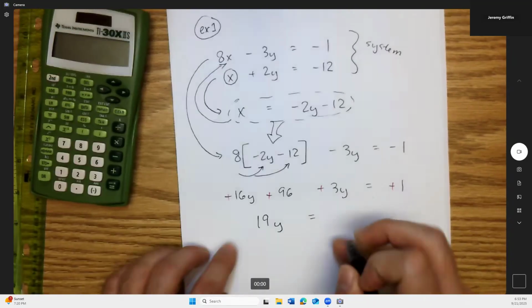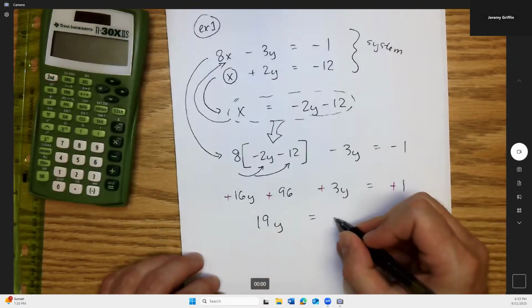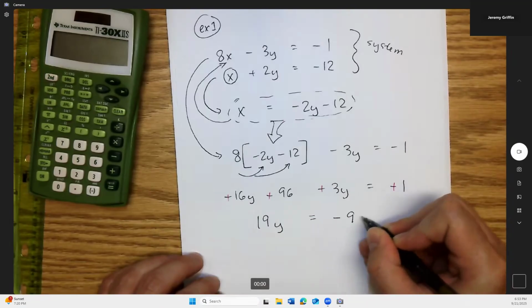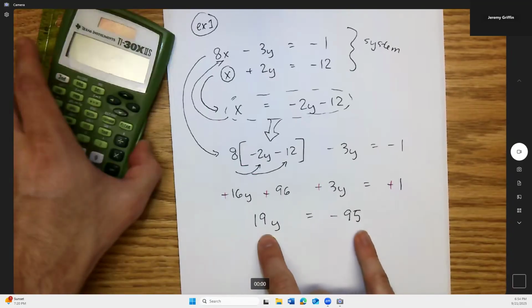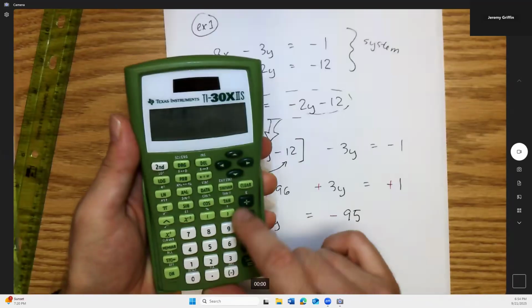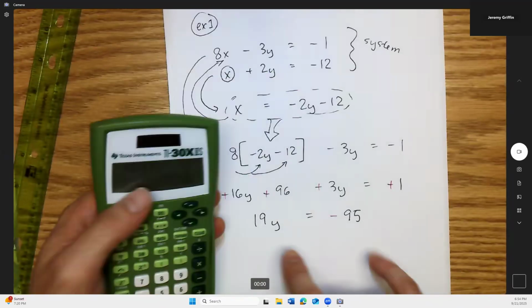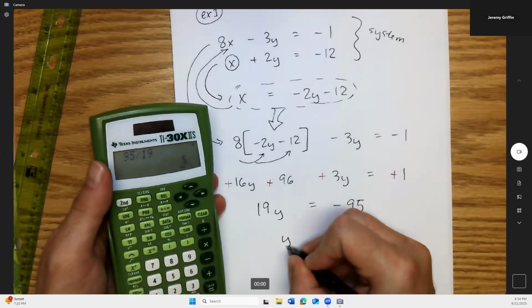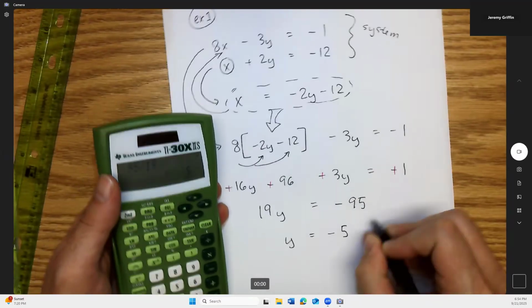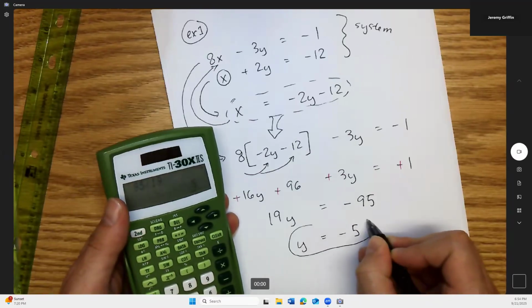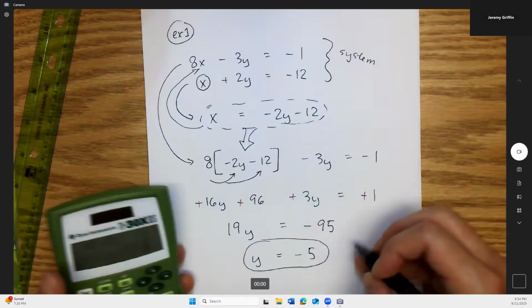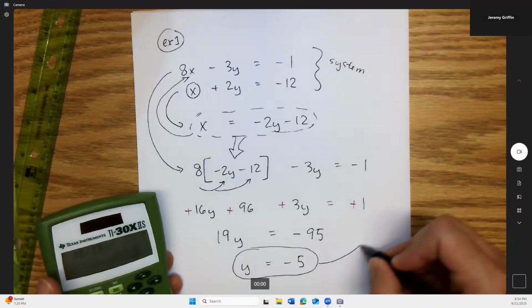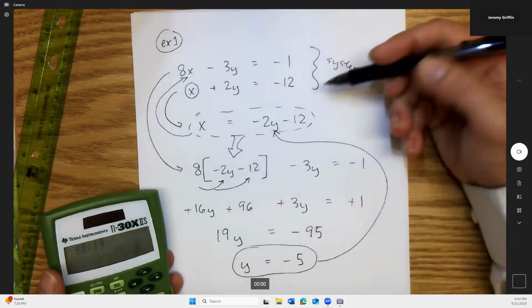And then I can subtract over the 96. That would be -95, wouldn't it? Because 1 minus 96. Oh, you know what? 95 is a multiple of 19. 95 over 19 is 5, and it's also negative. So y equals -5. That's part of the answer. So I know y is -5, an integer, which is really nice. Now I can take that and substitute it into that y right there.